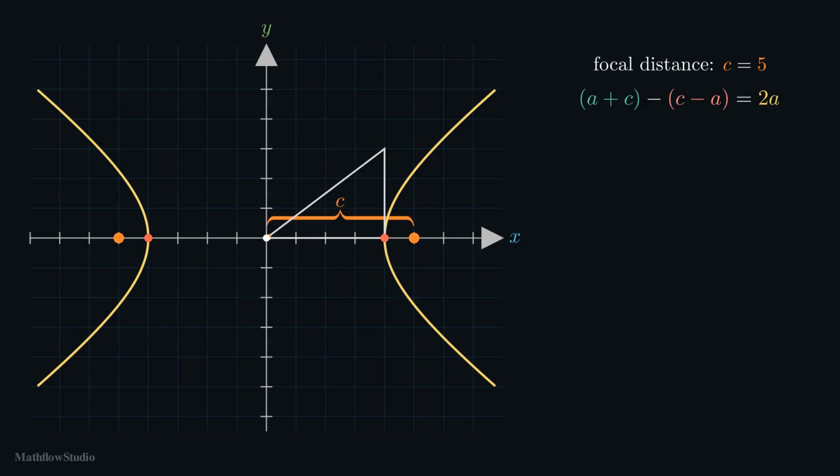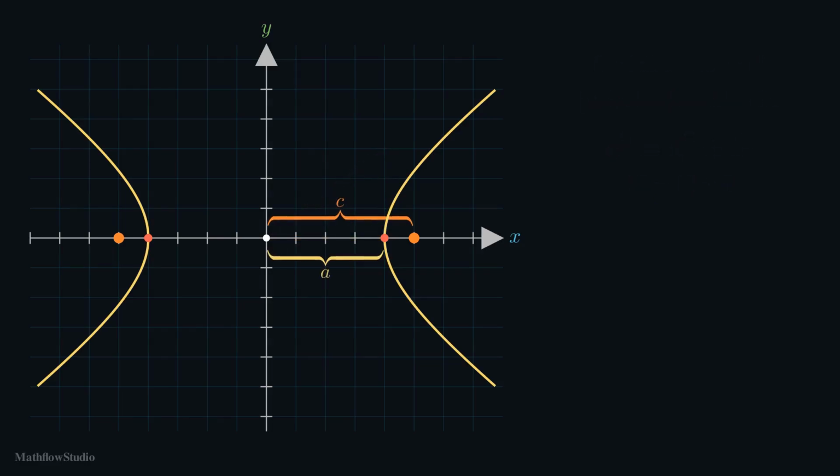A, B, and C are locked together by a right triangle. For the hyperbola, the relation carries a plus sign. C squared equals A squared plus B squared. Here, that is 25 equals 16 plus 9, a 3-4-5 triangle. The eccentricity compares those two lengths. Here it is 5/4, or 1.25. Because C is always bigger than A, the eccentricity of a hyperbola is always greater than 1.